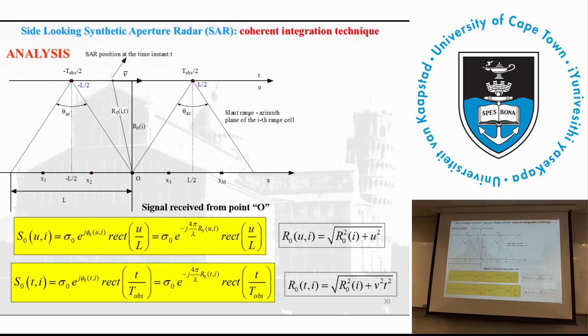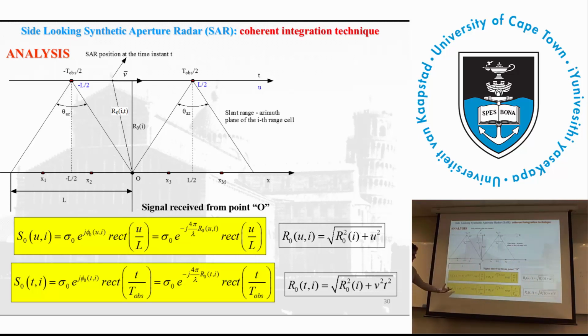So now you got t that goes from minus t ops divided by 2 to t ops divided by 2, and if you look here, this will be minus L divided by 2 and L divided by 2. So you got this relationship between space and time that is dictated by the velocity of the platform. So now if you substitute u with v times t, then you obtain this other expression here.